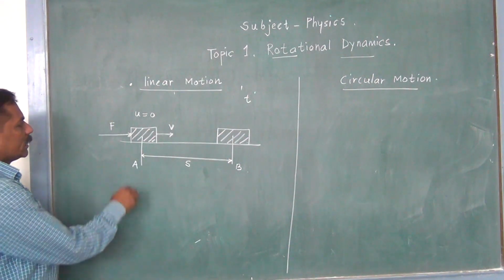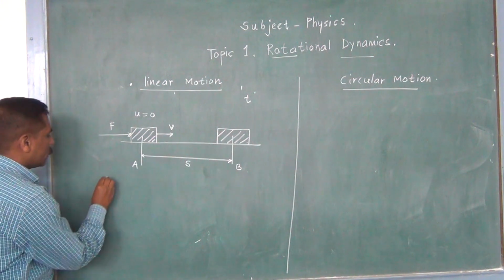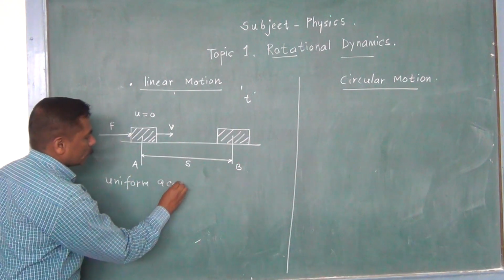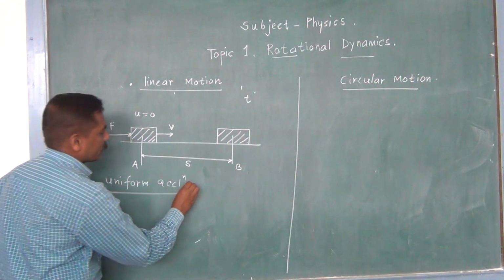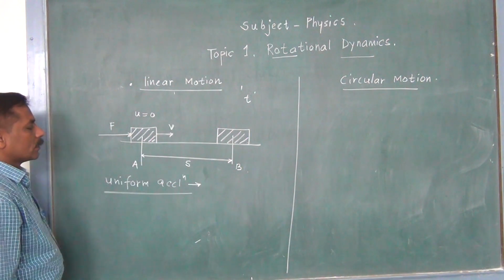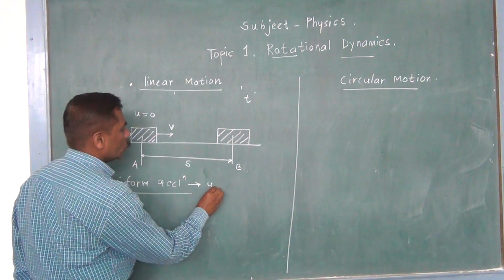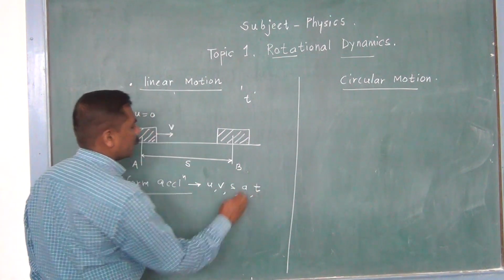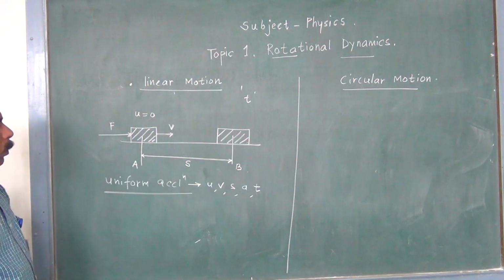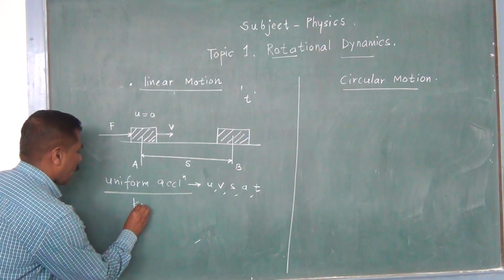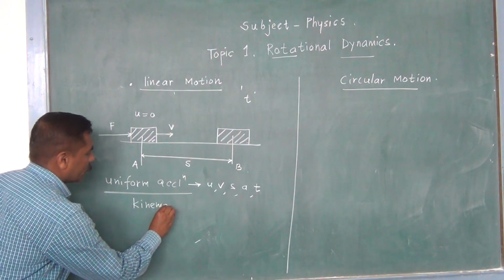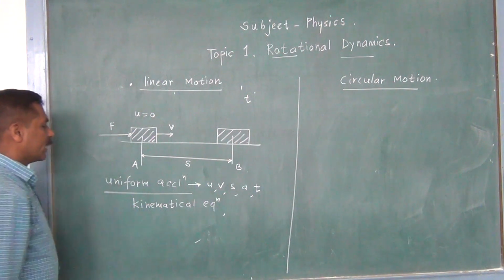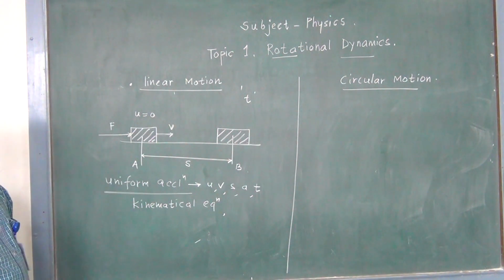Now when this object is moving with uniform acceleration, already we have seen this uniform acceleration, then you can find out the relation between u, v, s, a and t. So all these correlations are called as kinematical equations. These are called as the kinematical equations in linear motion.